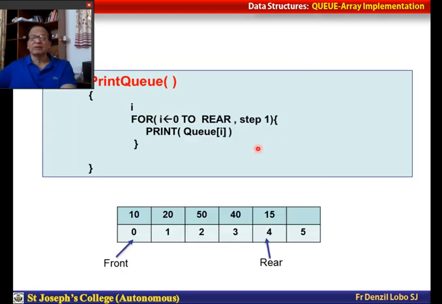So now the third function is to print queue. I want to print the values of the queue starting from the first, 0 to rear. So we go on printing: 0, 10, 20, 50, etc. It is going to print the values of a present in the queue.